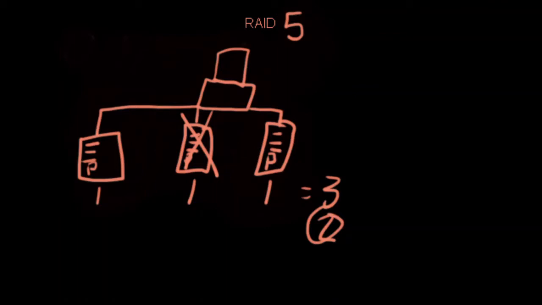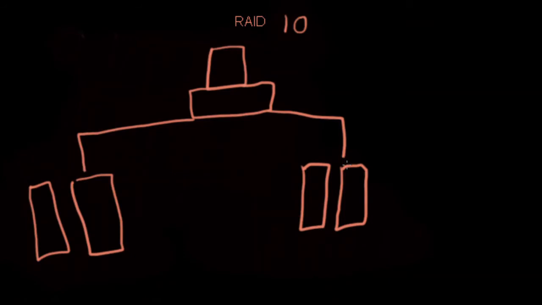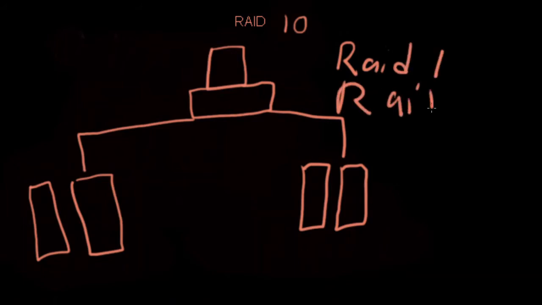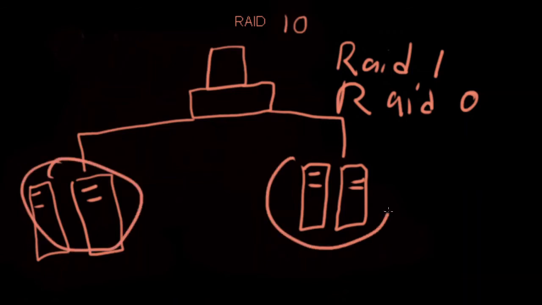So on the next one, we'll actually do RAID 10. With RAID 10, it's a combination of RAID 1 and RAID 0 put together. So RAID 1 and RAID 0 are combined. So all the data will be striped between all these hard drives. So data will be written evenly throughout all of them. And it'll also be mirrored. So whatever's here will be mirrored here.